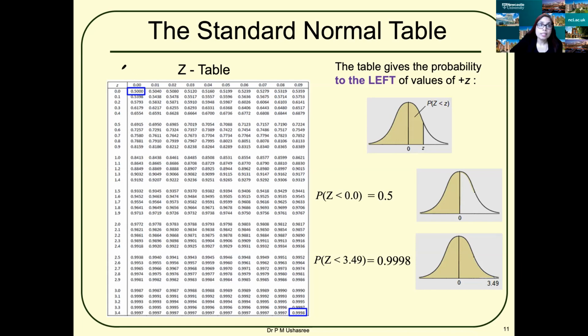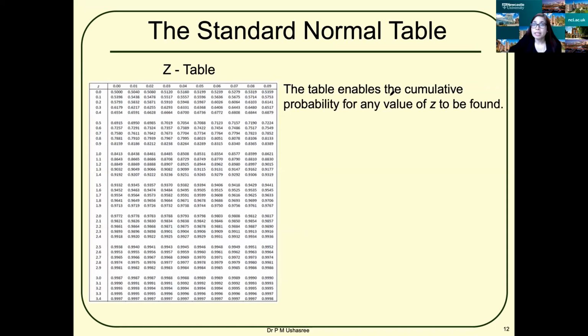So this first column gives you the value of Z to its first decimal place, and the row gives you the value of Z to its second decimal place, and this whole thing gives you the probability of finding Z under this standardized normal distribution. So the table enables you to calculate the probability for any value of Z.